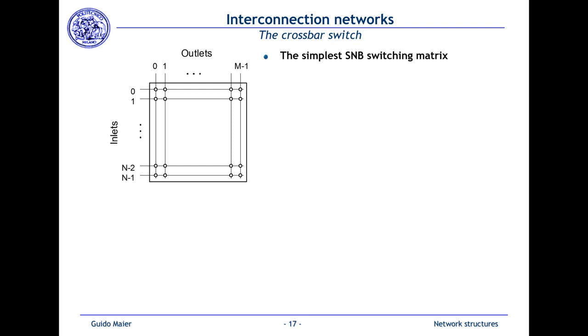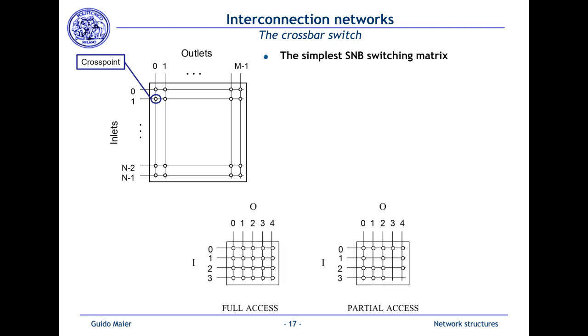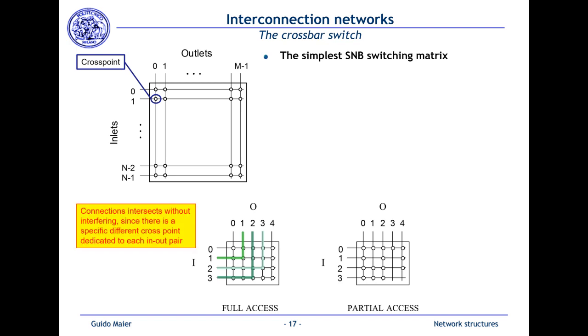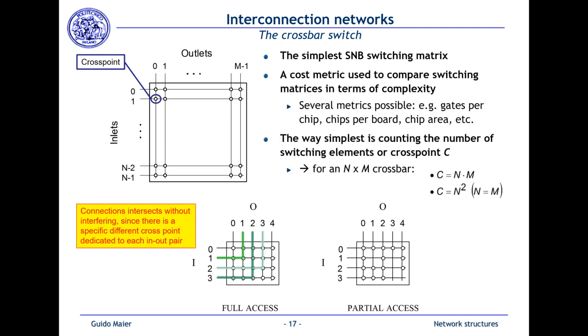concept I introduced was the crossbar switch. So we have seen that this is the simplest strictly non-blocking switching matrix, and the cross points are the basic switching elements that you have at the intersection between the columns and the rows in the crossbar. A crossbar can be square or rectangle, and we have seen that when you set up multiple connections, you don't have any interference between the connections, because the number of cross points inside the matrix is equal to n squared, or n by n. So there is one cross point dedicated to each connection.